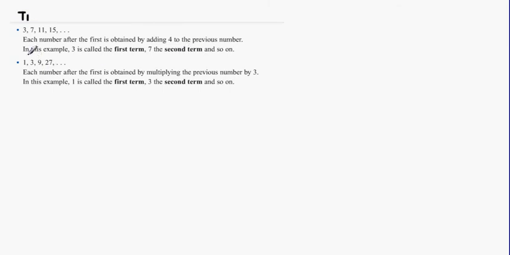And in this sequence, you're going 1, 3, 9, 27. Each number after the first is obtained by multiplying the previous number by 3. So 3 times 1 is 3, 3 times 3 is 9, 3 times 9 is 27. In this example, 1 is called the first term, 3 is the second term, and 9 is the third term.